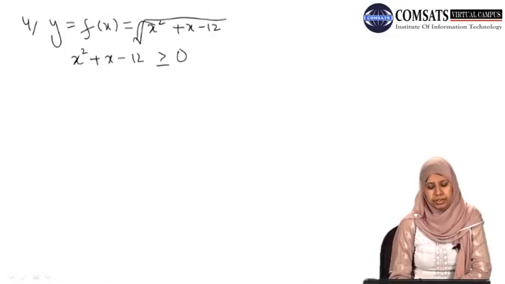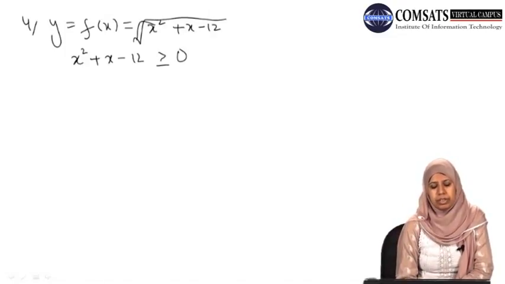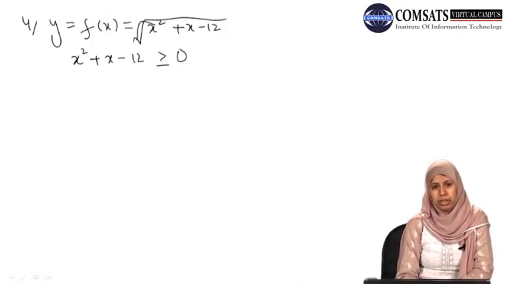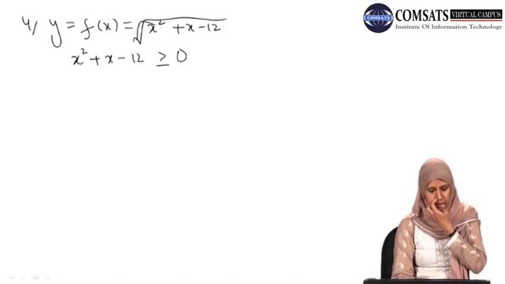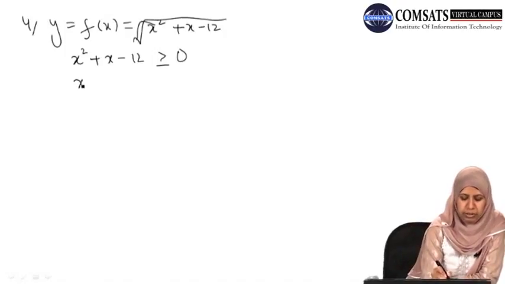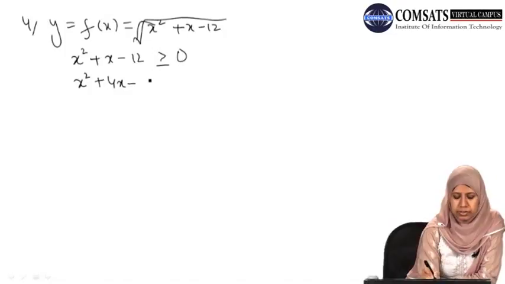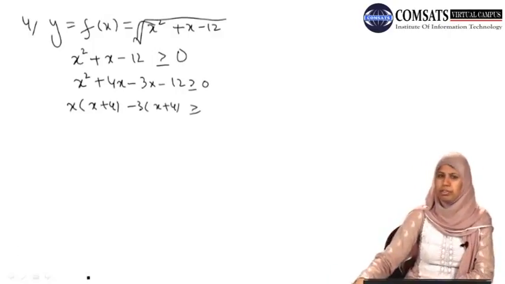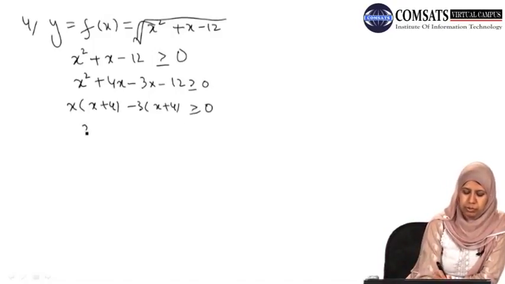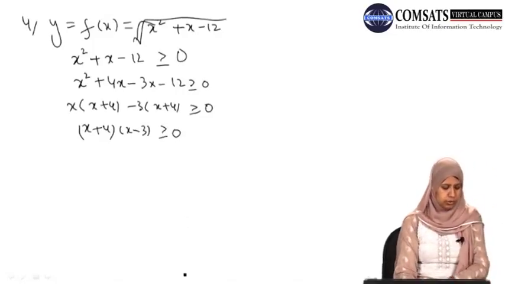If we recall from our first chapter, this is a quadratic equation in one variable, and we can easily find the roots of this equation, that is the values of x which satisfy this equation. In our first chapter we did so by two methods, by factorizing and by using the quadratic formula. Here we can easily make our factors as x square plus 4x minus 3x minus 12 greater than or equal to 0. Simplifying, we obtain our two factors: x plus 4 and x minus 3 greater than or equal to 0.